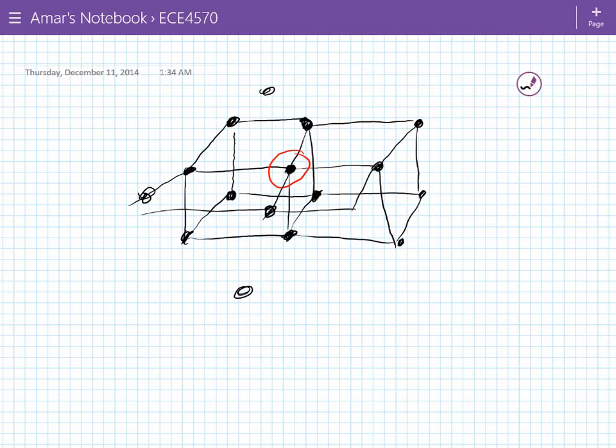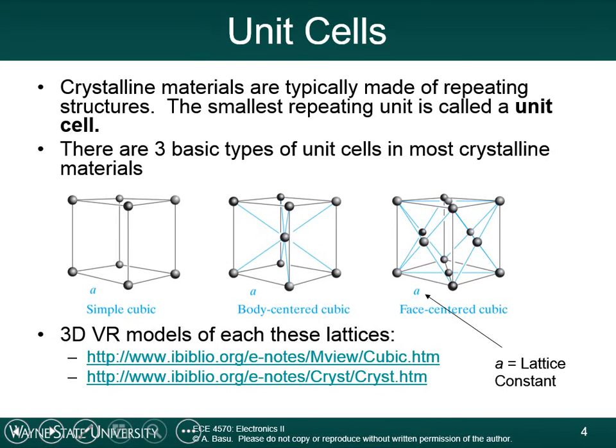Other types of unit cells will be slightly different, but this is the basic one, the simple cubic. The body-centered cubic is like the simple cubic, except it has an additional atom in the middle of it. If we think of this in terms of atomic density, which of these types of unit cells would have a larger atomic density? Atomic density is defined in atoms per centimeter cubed. How many atoms do we have per centimeter cubed?